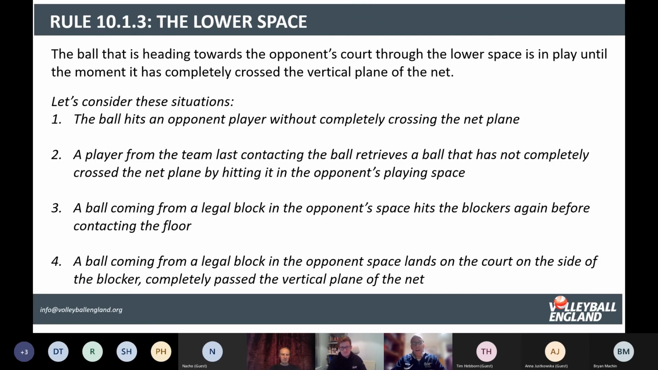Another one on a similar line: a ball coming from a legal block in the opponent's space lands on the court of the side of the blocker, having come down the net on the opponent's side. So it's come down the opponent's side and has gone through the lower space and hit the court of the blocker. Anything to say on that one?